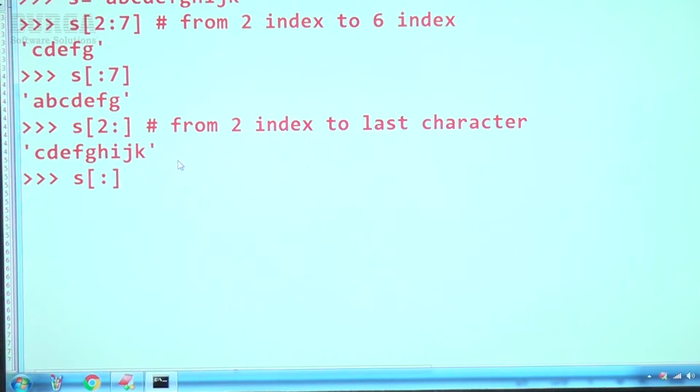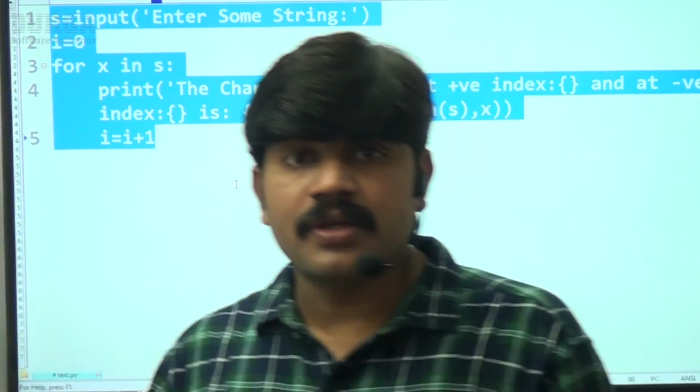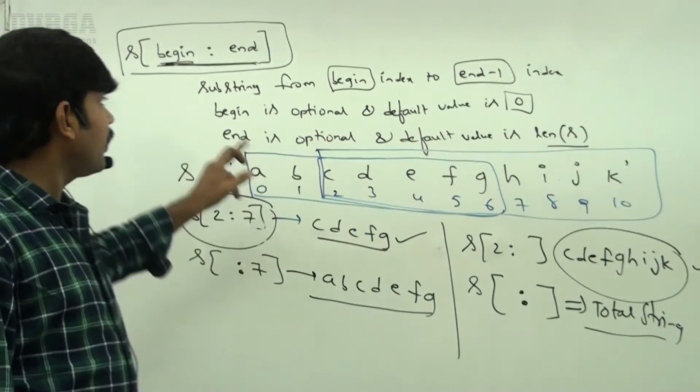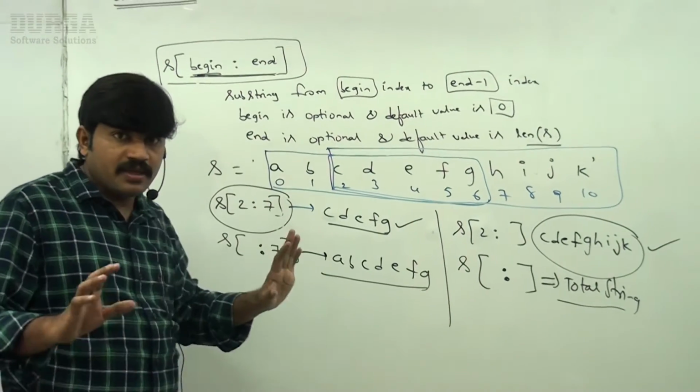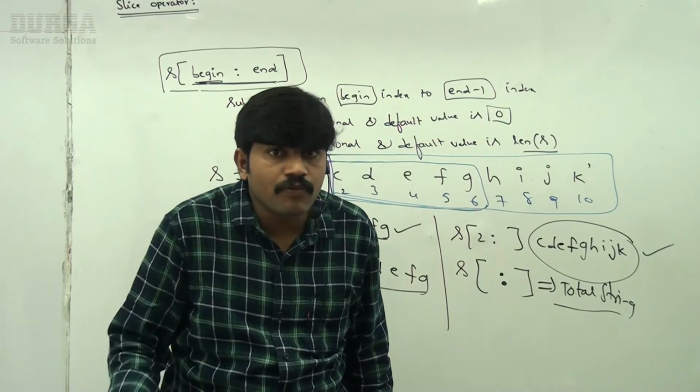If I take S of colon, that's all, no begin attribute, no end attribute, now we are going to get the total string, from A to K. Any doubt about this terminology? How to use slice operator? What is the begin attribute? What is the end attribute? Is that clear? If you feel comfortable up to this, now I will go for the next level.